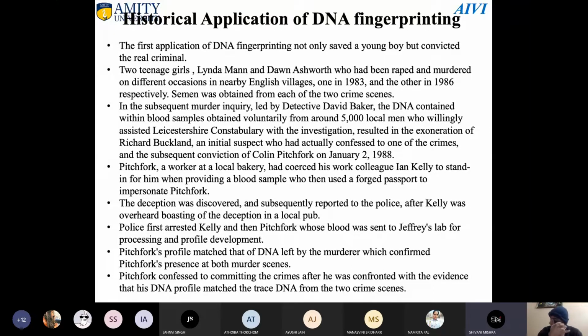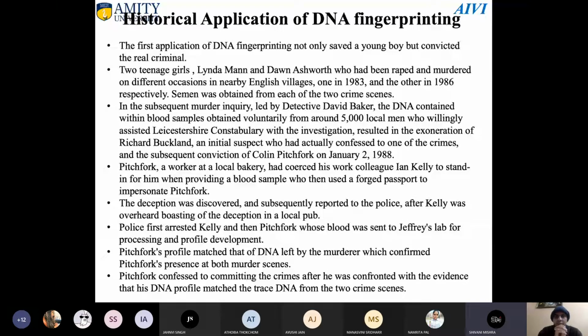At that time there was no Sherlock Holmes test, but as I mentioned, they were raped and murdered. From that crime scene, a semen sample was obtained. After the discovery, inquiries were made. Detective David Baker was hired for the case, and he contacted Alec Jeffreys, and they talked. Alec Jeffreys mentioned that yes, using my technique, we can try to solve this case.